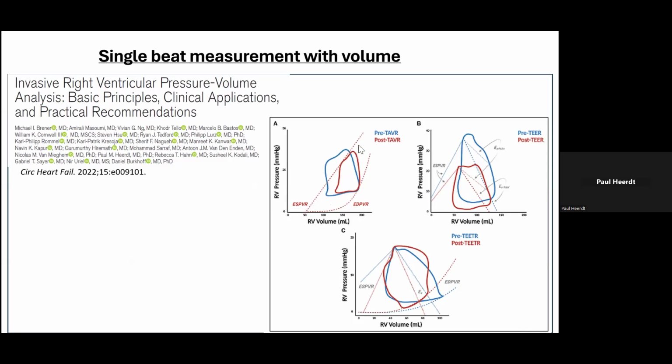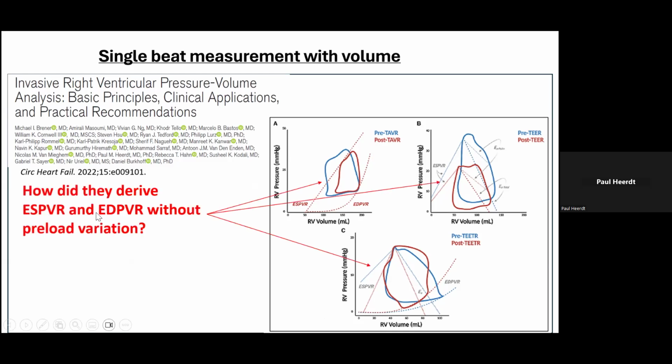They show an end systolic pressure-volume relationship and an end diastolic pressure-volume relationship, but they actually have no caval occlusion. There's no load variation. And even here, if you look, there's an end systolic pressure-volume relationship, and if I take it out here, it comes up with a negative value. And this one comes up with an even more negative value, which are not plotted. But the question is, how did they derive end systolic and end diastolic pressure-volume relationships without any preload variation?